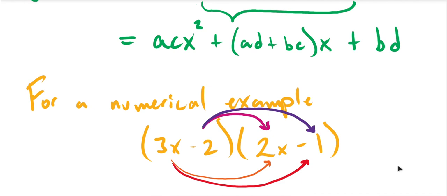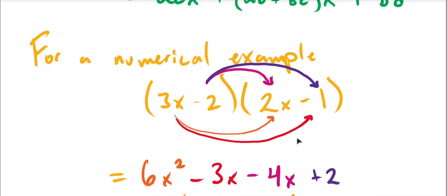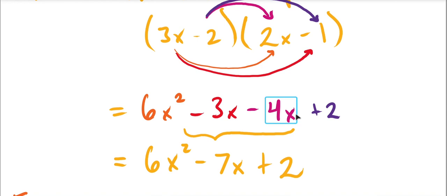I've indicated the FOILing elements. So for our first terms, we should wind up with 3x times 2x, that's 6x squared. Then 3x times minus 1, that's minus 3x. Then minus 2 times 2x, that's minus 4x. And minus 2 times minus 1, that's positive 2. Our like terms combine, and they're both negative, so minus 3x minus 4x is minus 7x.